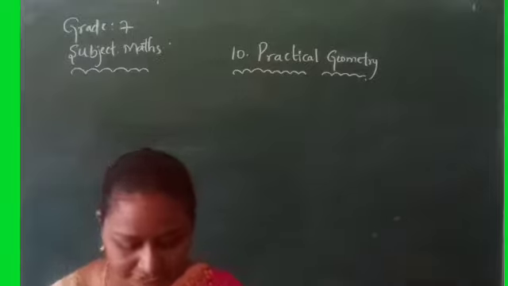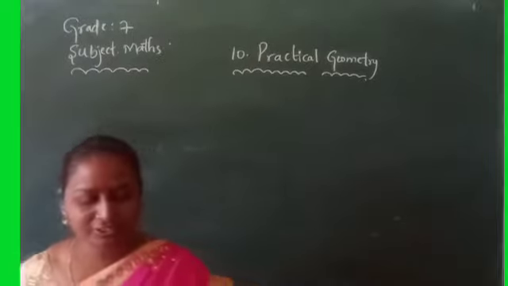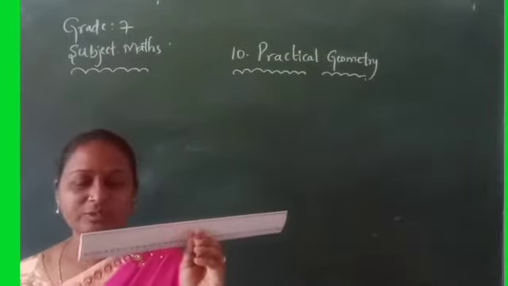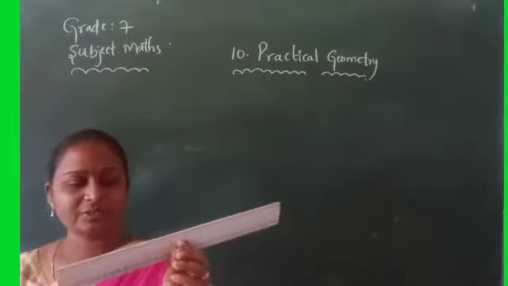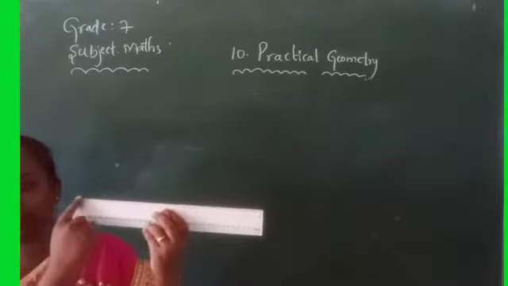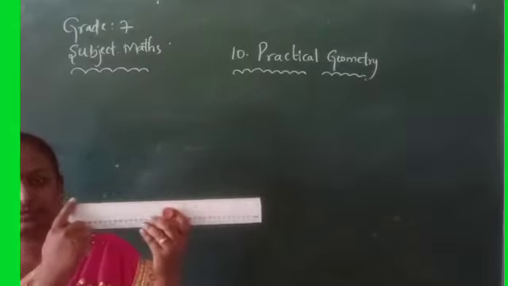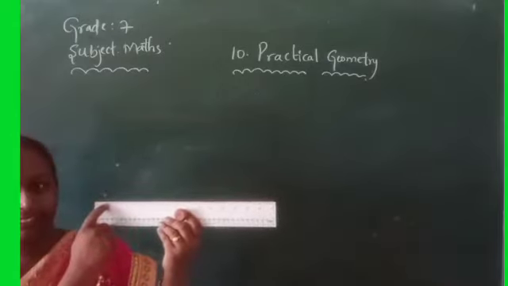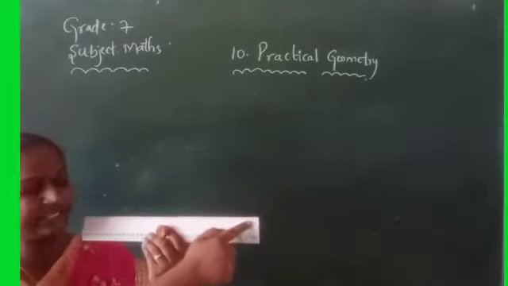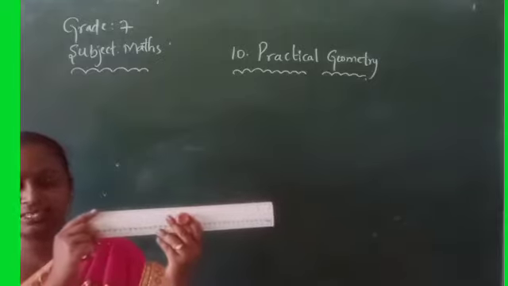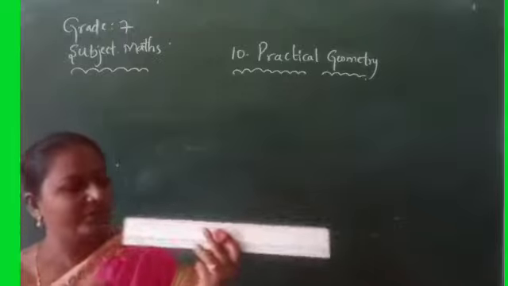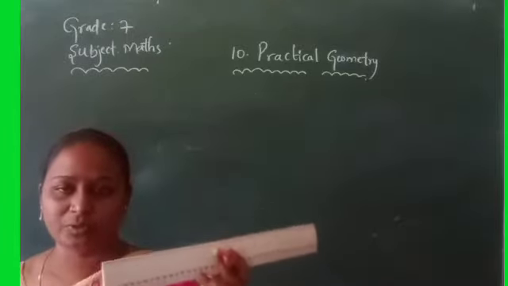Now I will show one tool. What is this? This is the ruler. What is the use of this ruler? If you observe, how many parts is the ruler divided into? Total 15 parts. Each part is 1 centimeter, and 2 centimeters, 3 centimeters, 4 centimeters, like that 15 centimeters are there. This scale is divided into 15 parts.